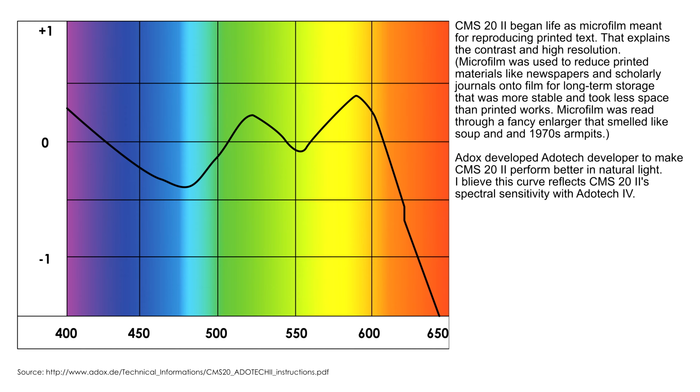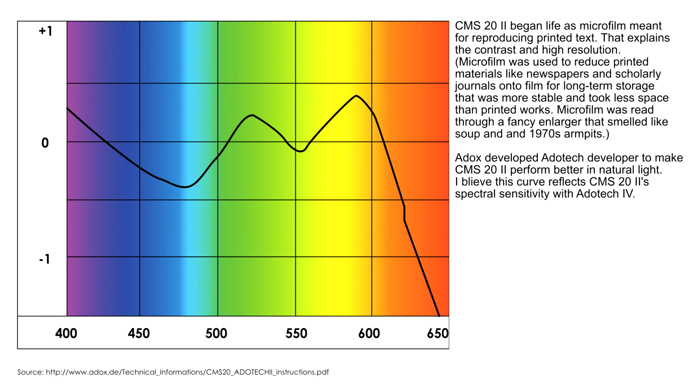The spectral sensitivity curve in this video is a copy of Adox's datasheet, and it is based on their results with Adotech IV. And I believe that this curve is very similar whether you're shooting at 12 or 20 ISO. I know that the curves in this graph look super dramatic, but the scale on the left is less than with many other films that we've seen in this series.